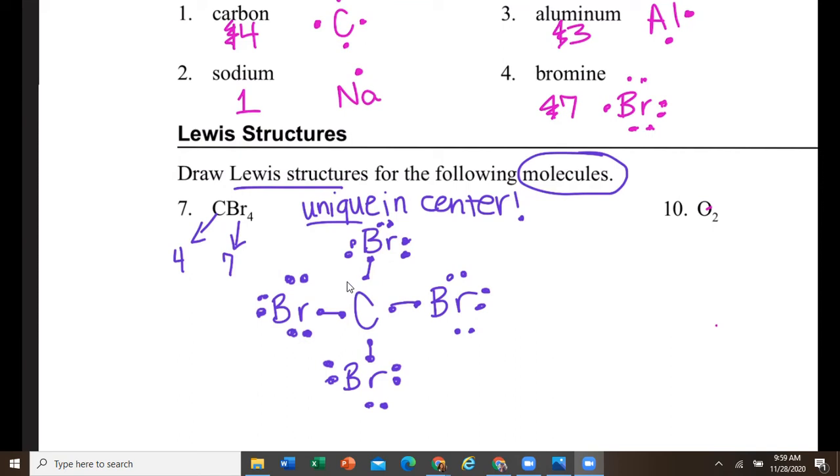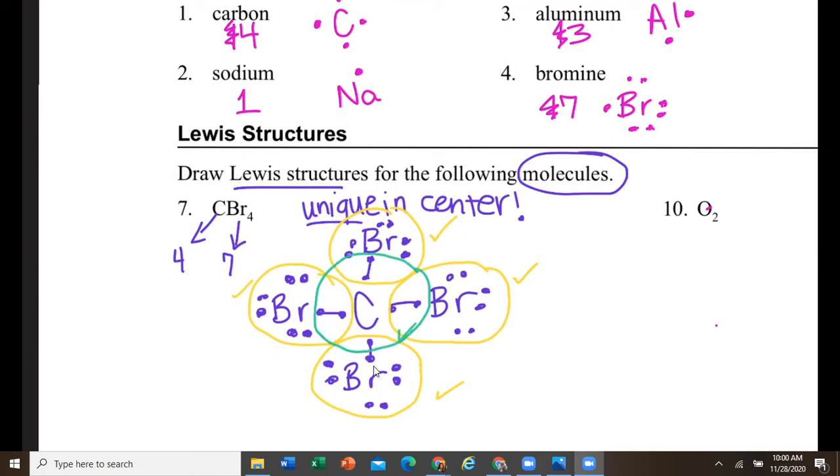Just like that. And so now let's go around and double check each of these. 1, 2, 3, 4, 5, 6, 7, 8. 1, 2, 3, 4, 5, 6, 7, 8. 1, 2, 3, 4, 5, 6, 7, 8. And then finally 1, 2, 3, 4, 5, 6, 7, 8. Then we double check carbon. Carbon sitting in the center has 1, 2, 3, 4, 5, 6, 7, 8. Don't forget those bonds, or those shared electrons, each count for 2.